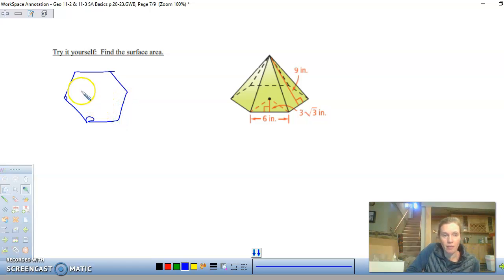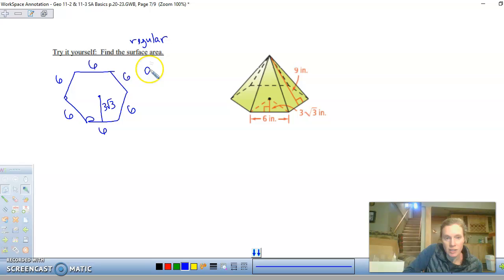Okay, so you have a hexagon, and then I'm going to label everything I have. So this 3√3 is pointing to the apothem. And then you have, obviously, the base edge here is 6. And that would be true all the way around. We're going to assume this is regular. So maybe we'll just write that up at the top. But these are all going to be 6.